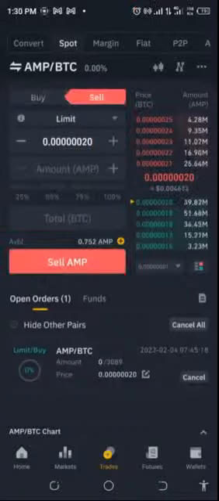Okay, so I'm back again. As you can see here, we have not yet sold our BTC to AMP. I mean, we've not been able to buy AMP with our BTC. All right, and this is almost 6 hours.